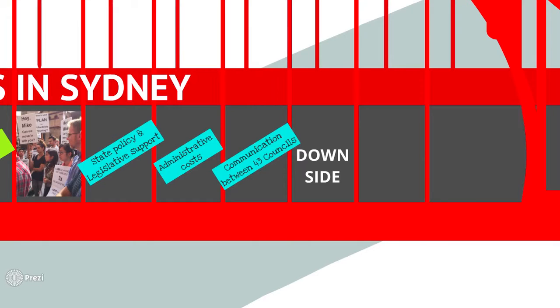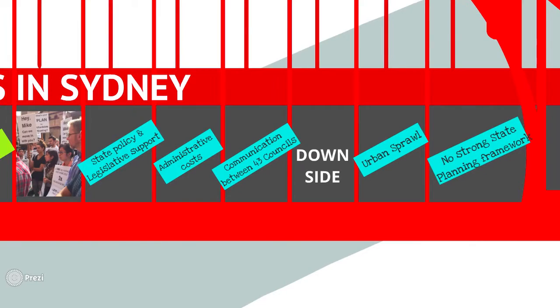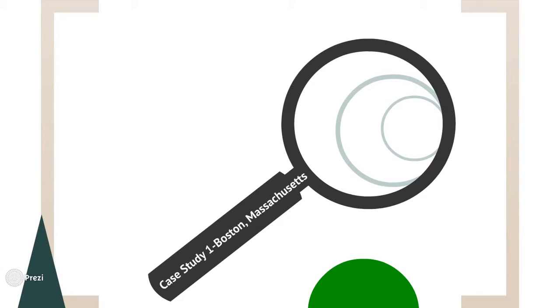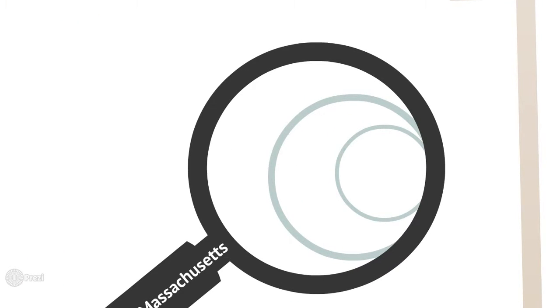Insufficient communication between the 43 councils. Urban sprawl. No strong state planning framework to support affordable housing was a significant limitation. However, Sydney has a few plans to address these issues in its Sydney 2030 plan. Let's investigate how other global cities tackle similar challenges.